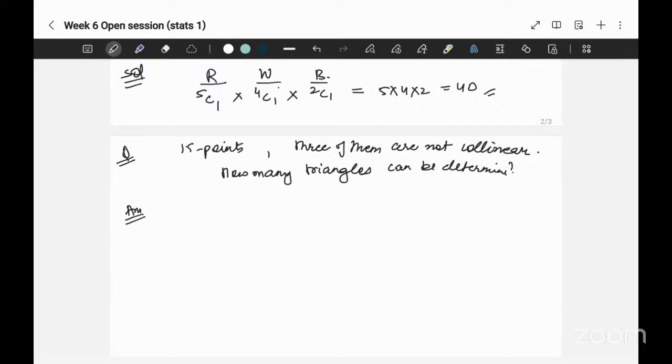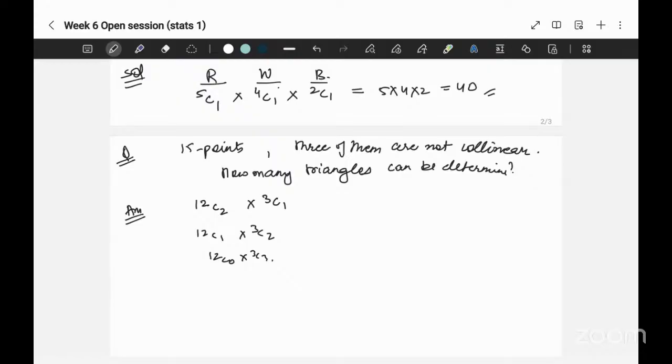Ma'am, there will be two cases. First case is that we select 12 that are collinear. So select 12C2 into 3C1. That is one case of forming a triangle. Another case will be 12C1 into 3C2. And another case will be 3C3, 12C0. Yes, that way we can go. And then add all the three cases and finally.